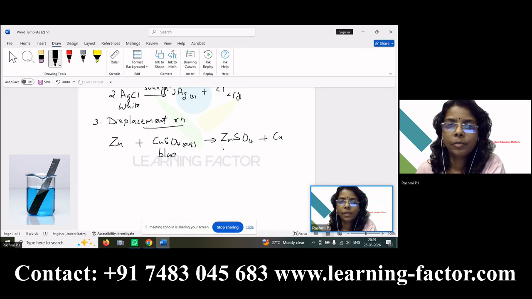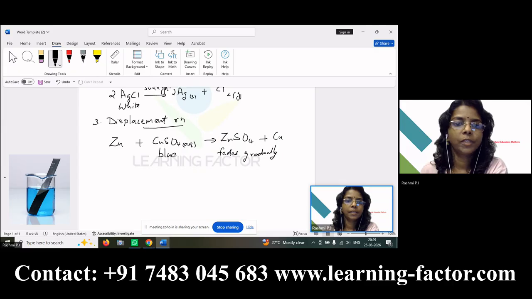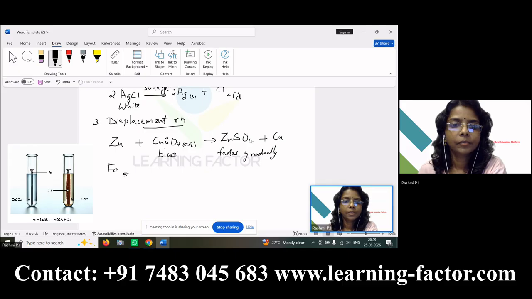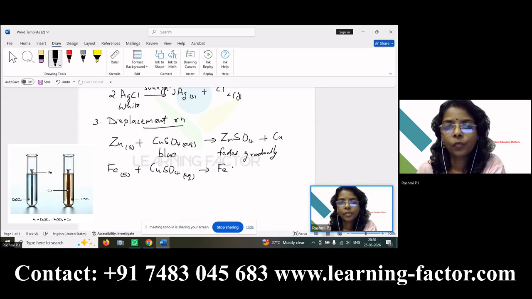And here the blue color of copper sulfate fades gradually. This is an example of displacement reaction. One more example is there, that is iron. Iron is solid. Iron plus, again, copper sulfate solution, which is an aqueous solution. Here iron, which is more reactive than copper, displaces copper from its solution and becomes FeSO4.